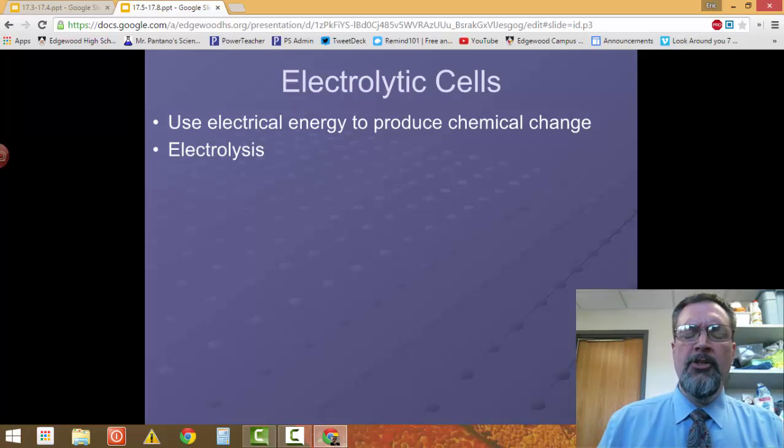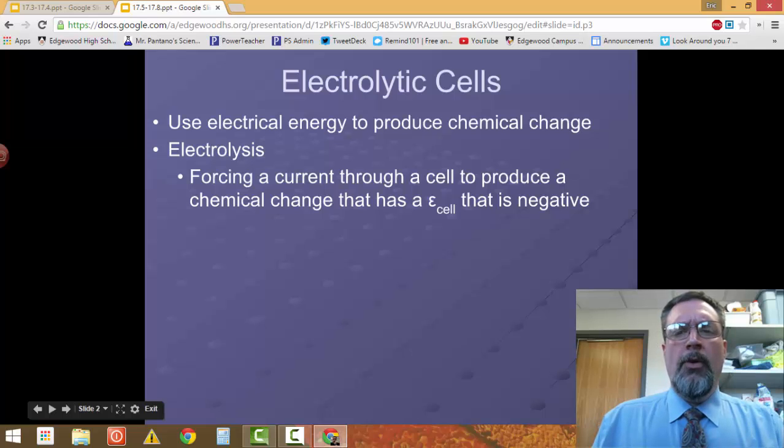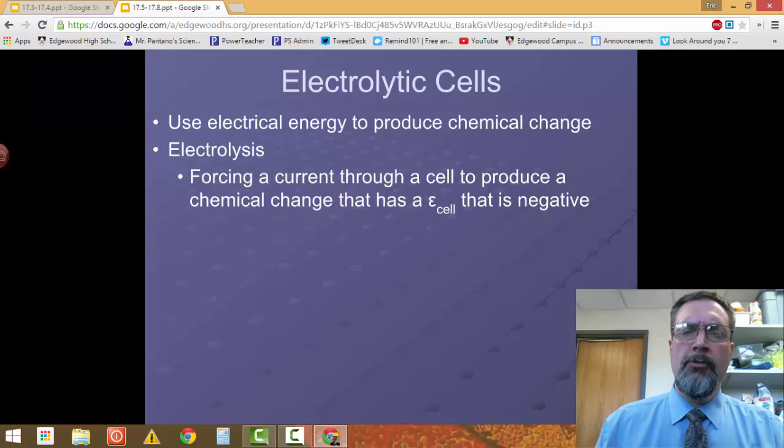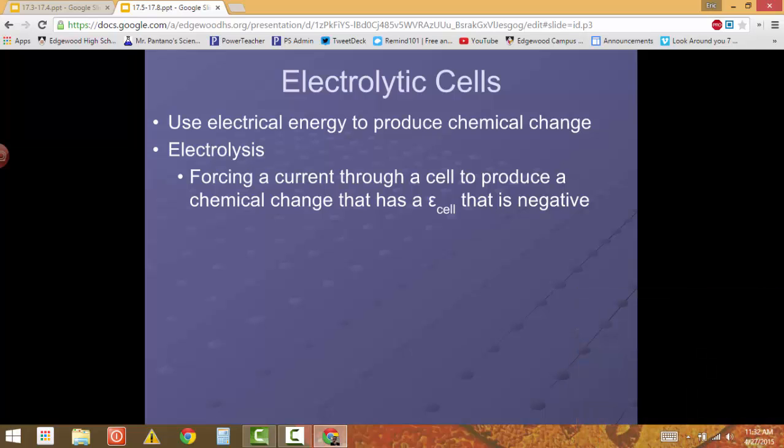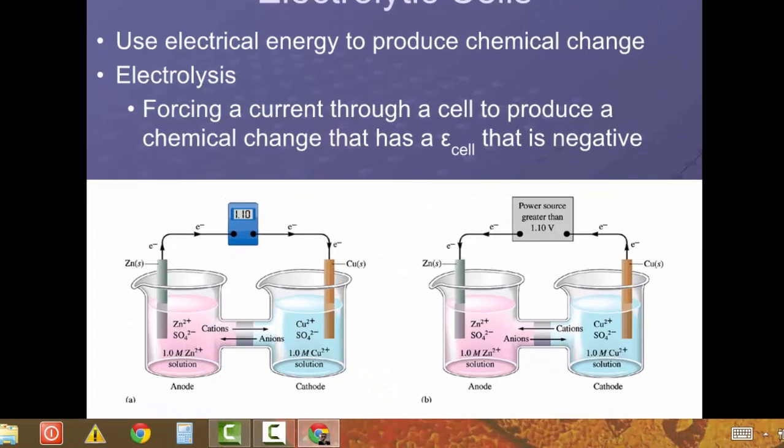All right, electrolysis means to break using electricity. Lysis means to break. Electro means electrons or electricity. So what we're going to do is create a cell, and we're going to force a current through it to produce a chemical change that would normally have a negative E cell value. Remember, negative E cell values, they don't want to go. Actually, the reverse reaction would go. We're going to put a current into the cell to force it to go backwards. Okay, so we use electrolysis to actually force a reaction that would have a negative E cell.